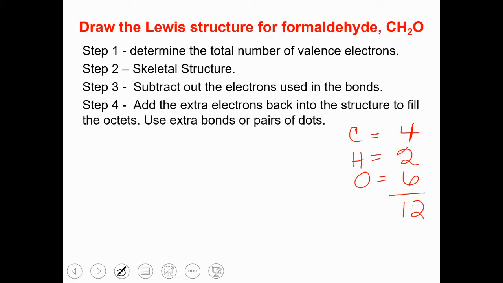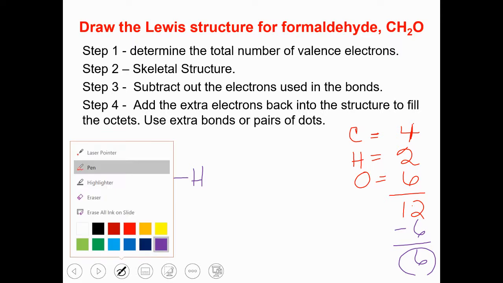Okay, so let's draw the skeletal structure. That is step 2. I'm going to put carbon in the middle, and then we've got 2 hydrogens and we have an oxygen. Okay, now one of the things that I need to do, right before I do number 4, number 3, subtract out the electrons that are used in the bonds. I used 6, so I have 6 that remain. I can put 6 dots on this picture.